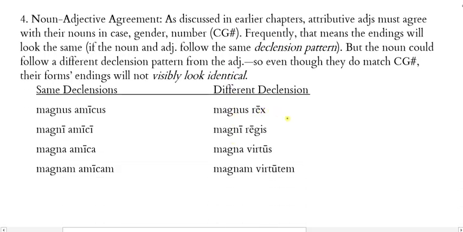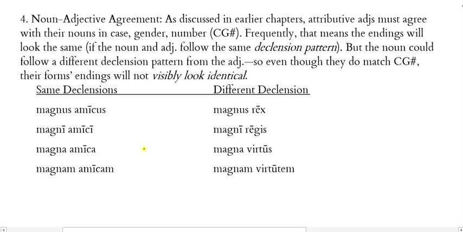Last thing here is that we need to talk about noun-adjective agreement. As we learned in earlier chapters, attributive adjectives must agree with their nouns in three ways: case, gender, and number. Frequently, that means that the endings of the noun and its adjective will look the same if the noun and adjective follow the same declension pattern. But, this is a big but, the noun could follow a different declension pattern from the adjective, even though they are matching in case, gender, and number. When that happens, their forms are matching as to grammar, but their endings do not visibly look identical.